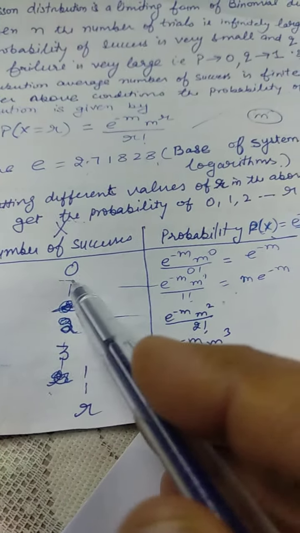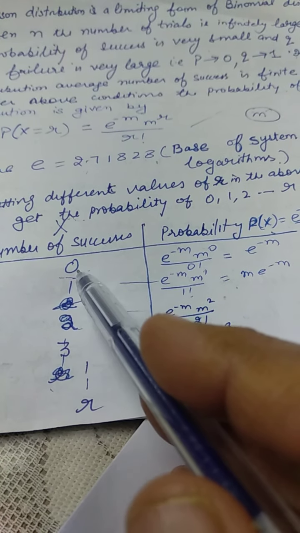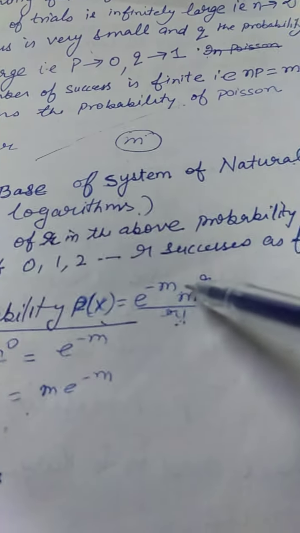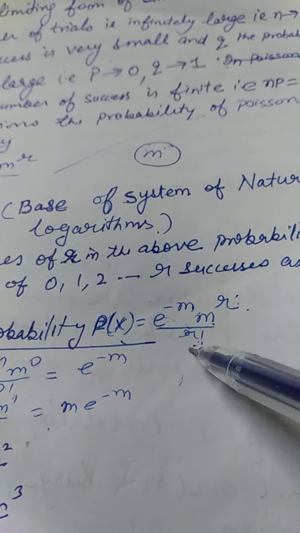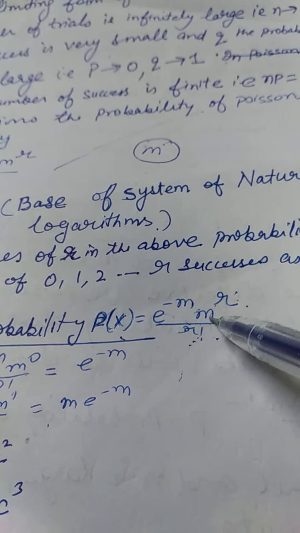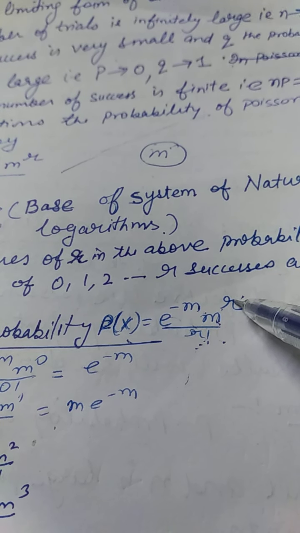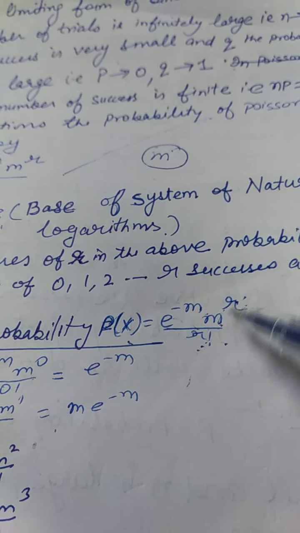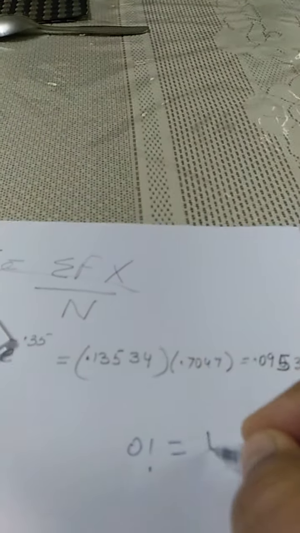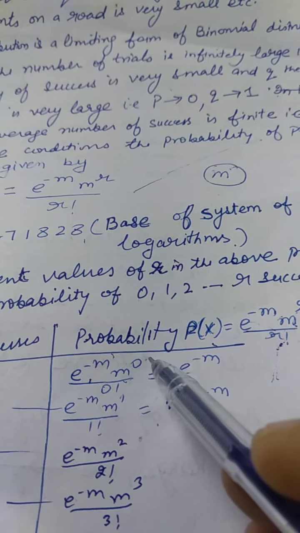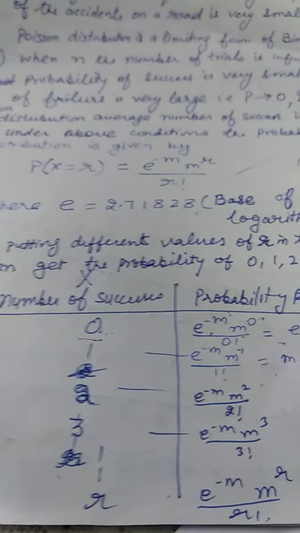Now please see, when x is equal to r, it is 0. When r is 0, what will you get? Just put r equal to 0. It is e raised to power minus m, m raised to power 0, over 0 factorial. Since anything raised to power 0 you know very well is always equal to 1, and 0 factorial is also equal to 1. So always remember that 0 factorial is always equal to 1. So the first term will become e raised to power minus m.